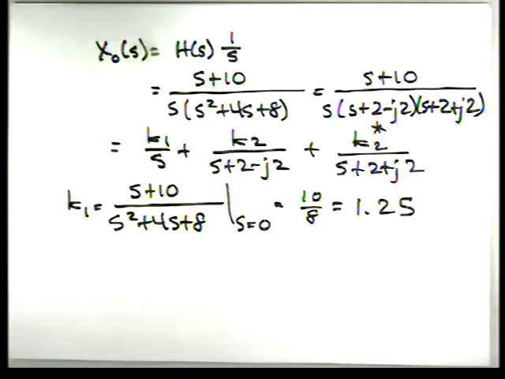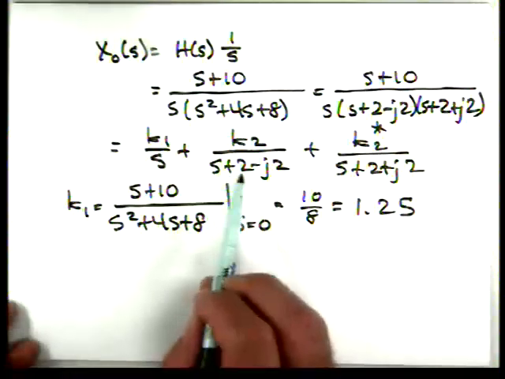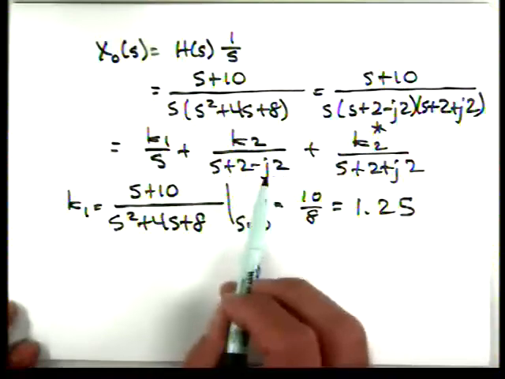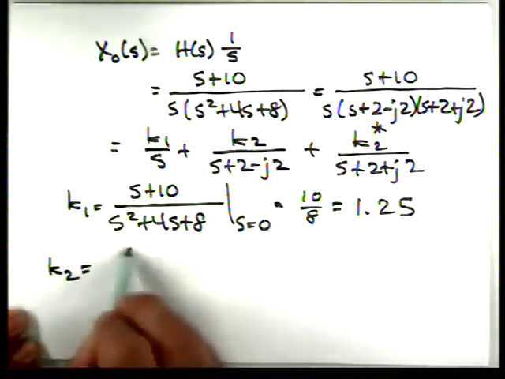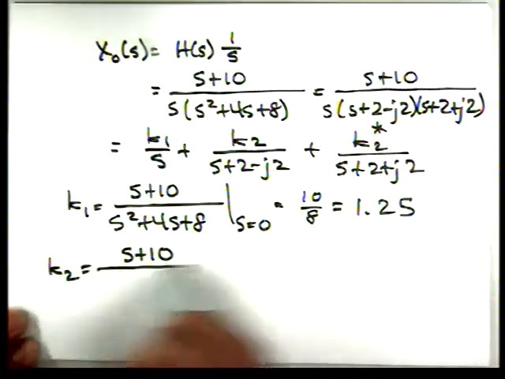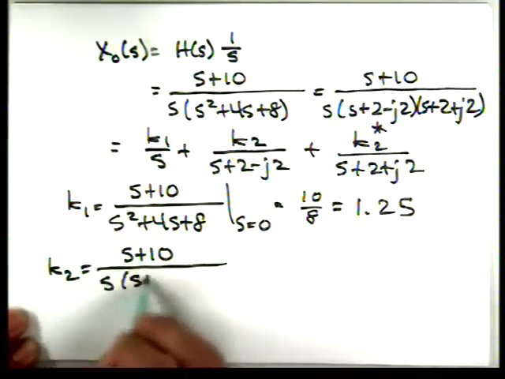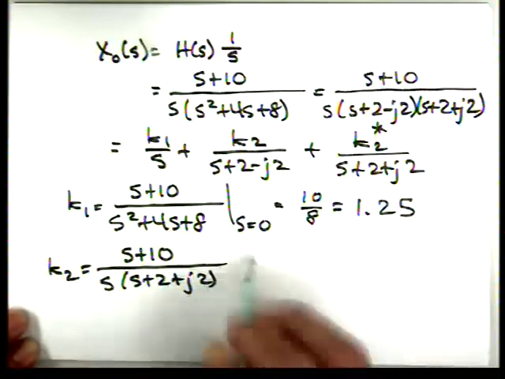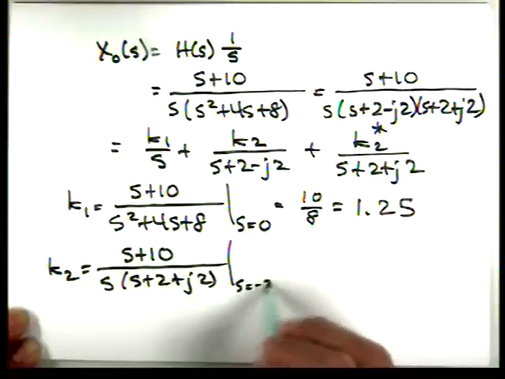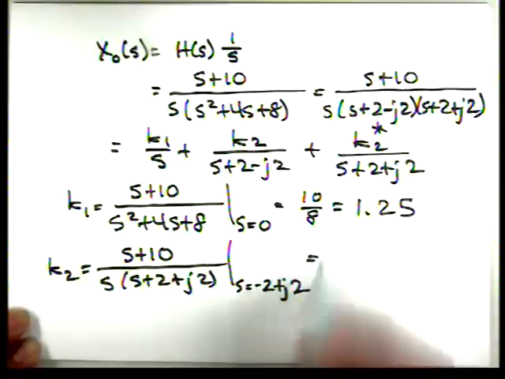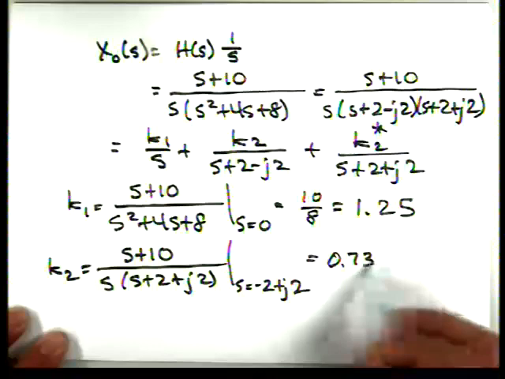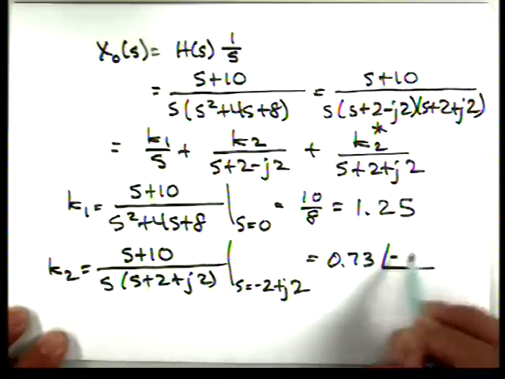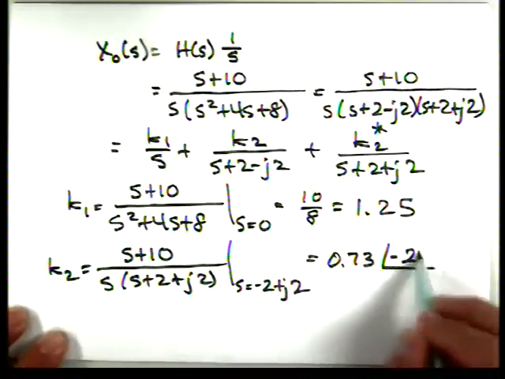Okay, now for K2, we're going to multiply through by (s + 2 - j2) and let s equal -2 + j2. So then K2 is (s + 10) over s times (s + 2 + j2), evaluated at s = -2 + j2. That turns out to be 0.73 at an angle of -211 degrees.